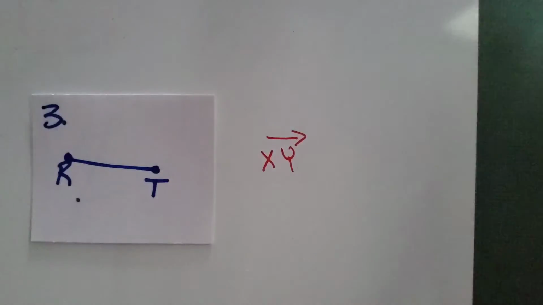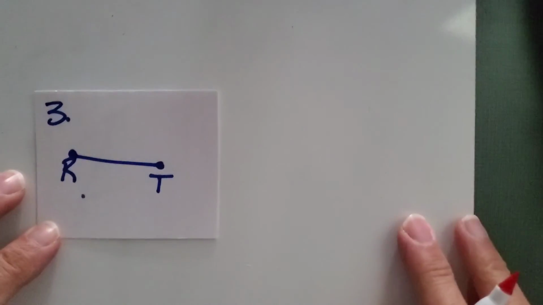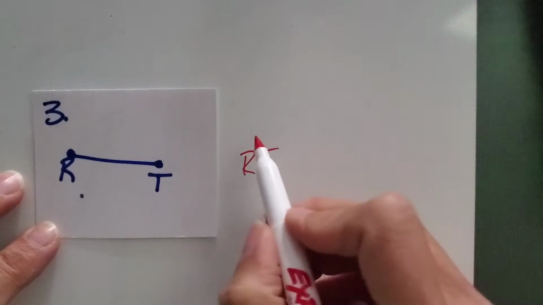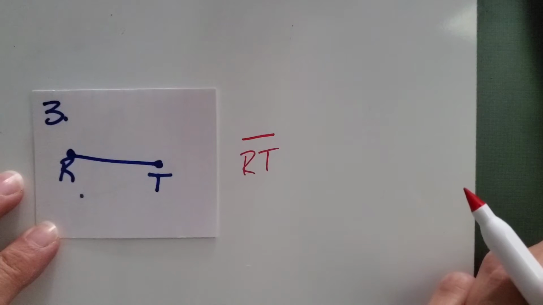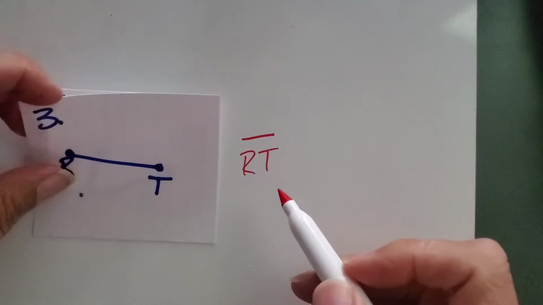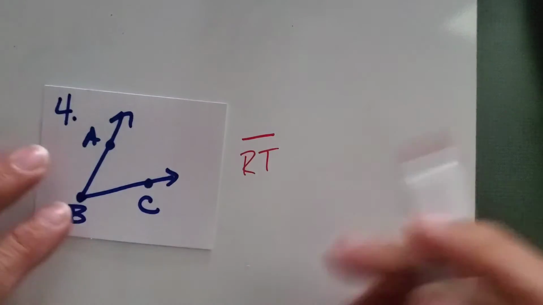All right, next, this is a line segment. So again, we use our two capital letters, and we use a line segment above it, and we would say line segment RT. And you could say TR if you wanted to as well.